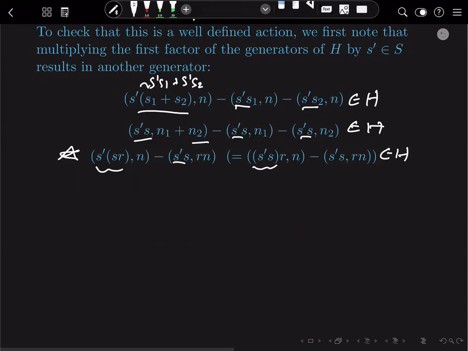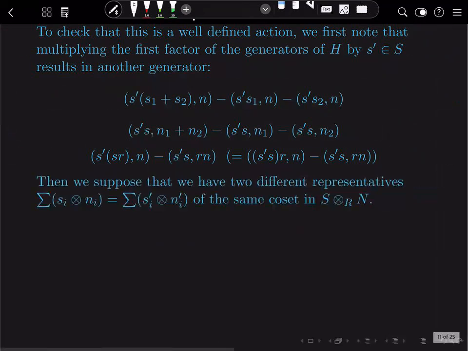So that's important. Then we just suppose we have two different representatives of the same coset. So we have, I'm sorry, not the same coset. We have two different representatives of the same element. So a finite sum of simple tensors, right? So these are finite sums.